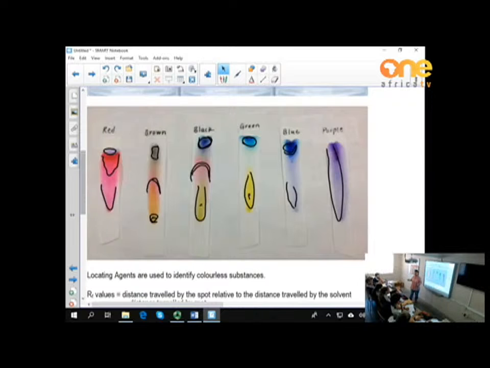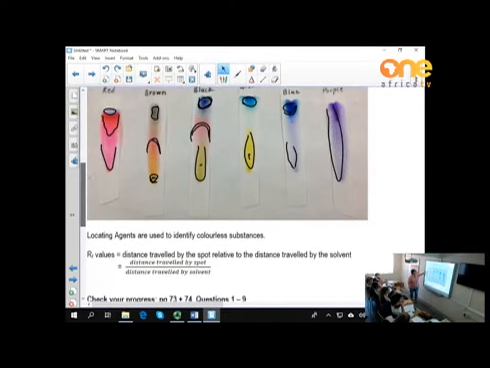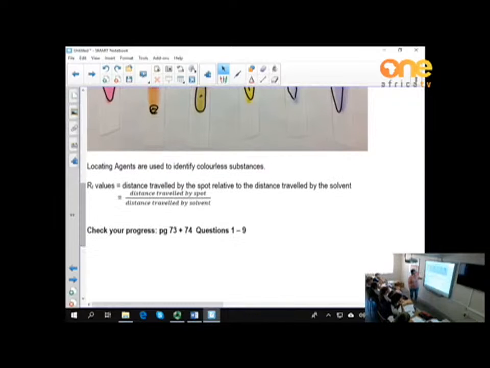They will remove it, but there won't be any spots on it. Then what they will do is treat the chromatogram with something known as a locating agent. It's a chemical substance that they will spray over it or dip it into, and this chemical substance will react with the sugars or the proteins, and it will make a visible spot so that you can see it.